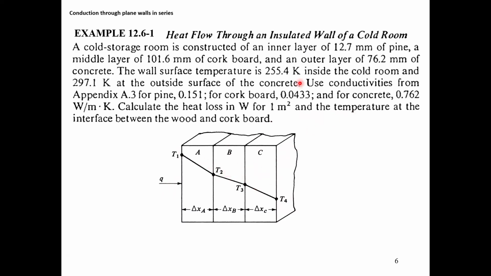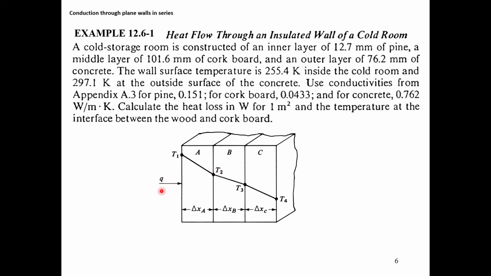All right, so let's say pine, corkboard, and concrete. They are asking to calculate the temperature at the interface of wood and cardboard, so this is pine and cardboard. They are asking you to calculate T2 as well. So let's do one at a time.